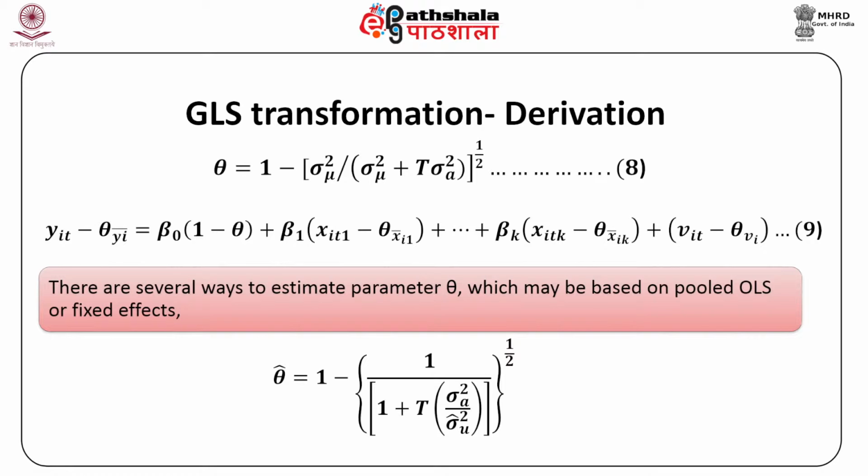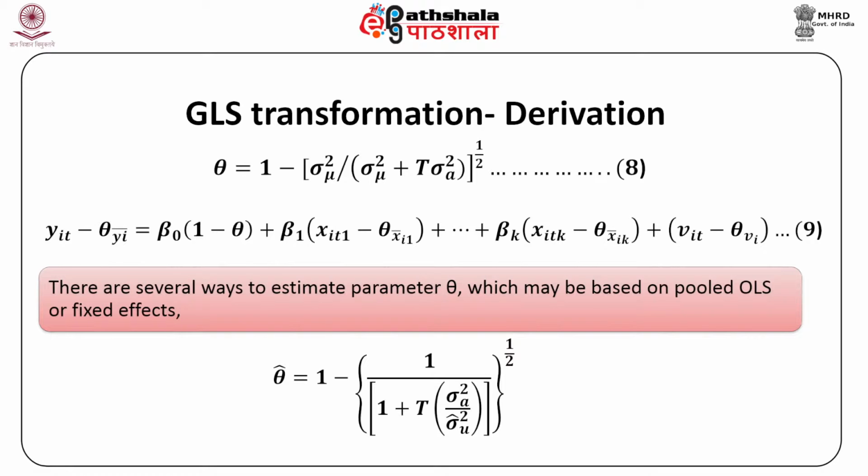Then the transformed equation turns out to be y_it minus theta y_i bar is equal to beta naught times (1 minus theta) plus beta 1 (x_it1 minus theta x_i1 bar) going till beta k (x_itk minus theta x_ik bar) plus v_it minus theta v_i bar, where the over bar again denotes the time averages. This is a very interesting equation as it involves quasi-demeaned data on each variable.